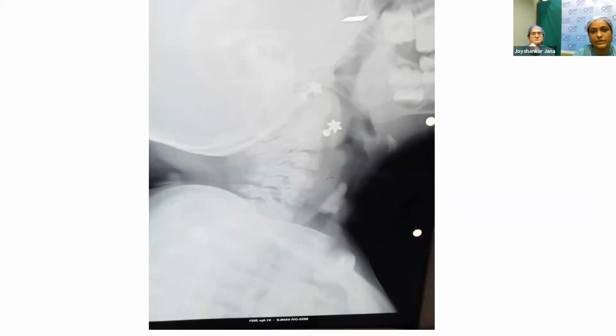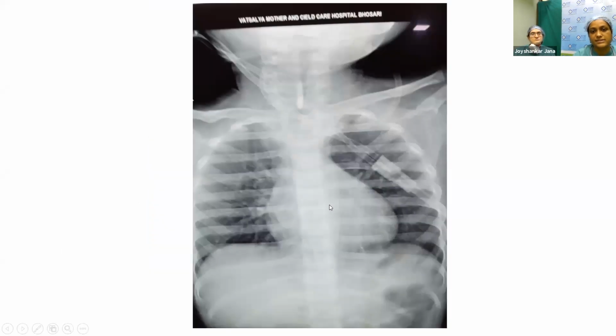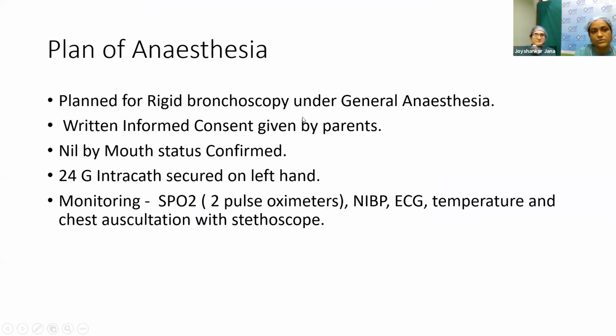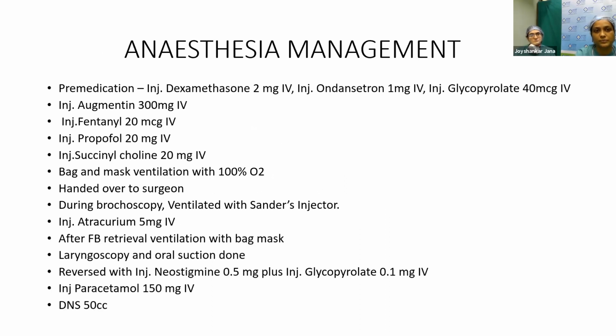So in this slide, neck X-ray lateral view, here is the foreign body. And this is the AP view of chest X-ray. You can see the foreign body here just above the carina. So we planned her for rigid bronchoscopy under general anesthesia. Written informed consent was given by parents and nil by mouth status was confirmed. We secured a 24-gauge intracath on her left hand and monitored her with saturation with 2 pulse oximeters, non-invasive BP, ECG, temperature, and precordial stethoscope throughout the procedure.